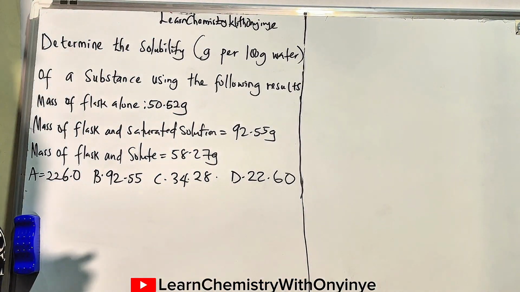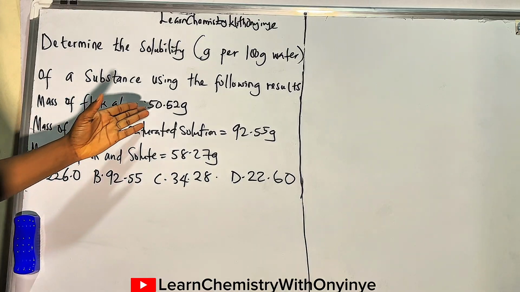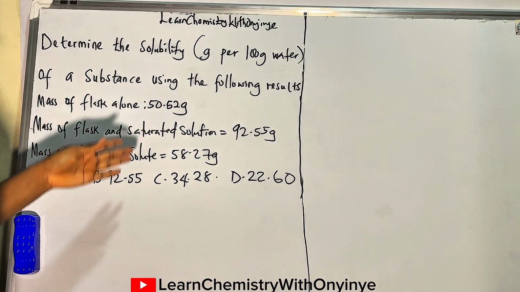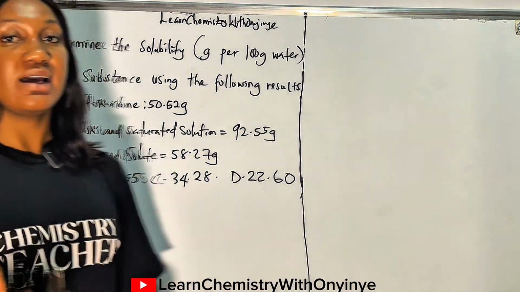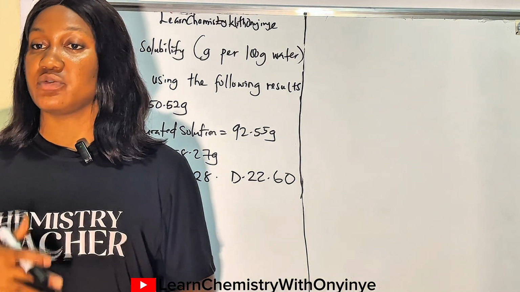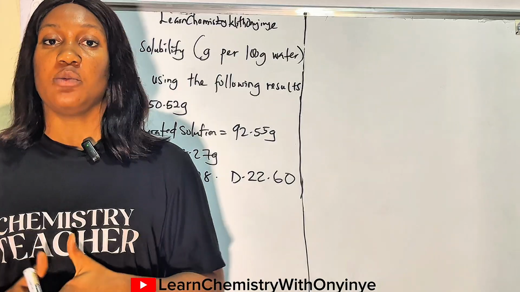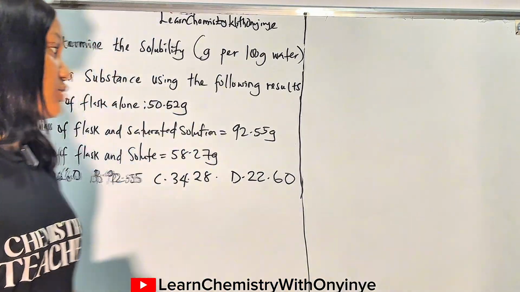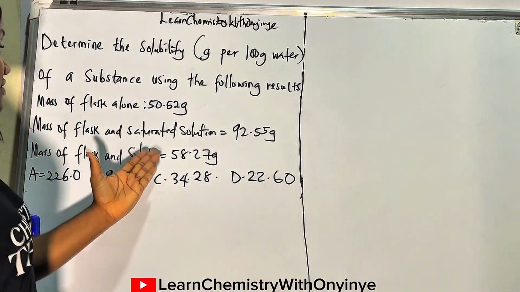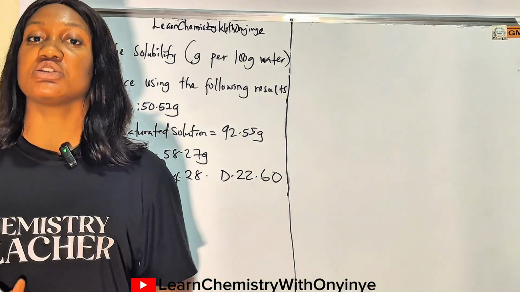Here we have parameters like mass of flask, mass of flask and saturated solution, and mass of flask and solute. Or like this question where we had the mass of the salt given directly, or the volume given directly measured in cm cube. This question, we just have the saturated solution. So how do we solve this?